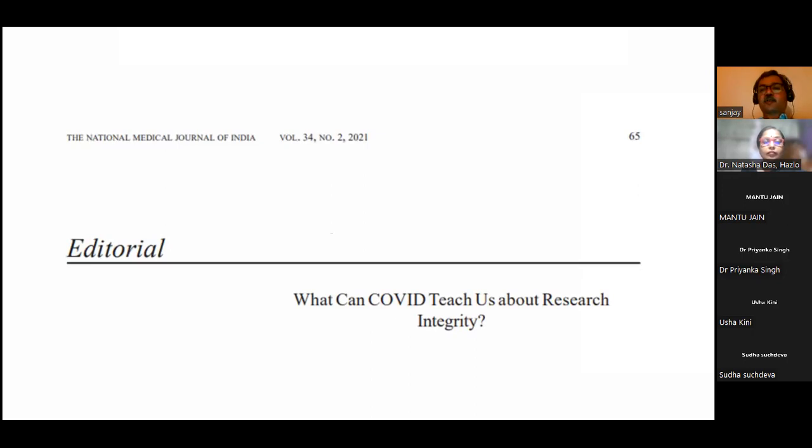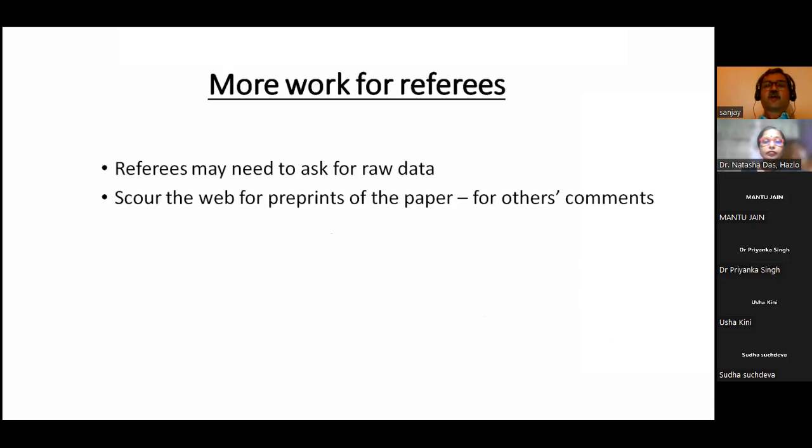Here's an excellent editorial that I think you should read from the National Medical Journal of India, and that's the conflict of interest: I'm on this editorial board. But what can COVID teach us about research integrity? This is, of course, linked to the fact that the Lancet and the NEJM had these papers which were published. More work for referees. Referees have very little time, and I'm going to suggest more work for them.